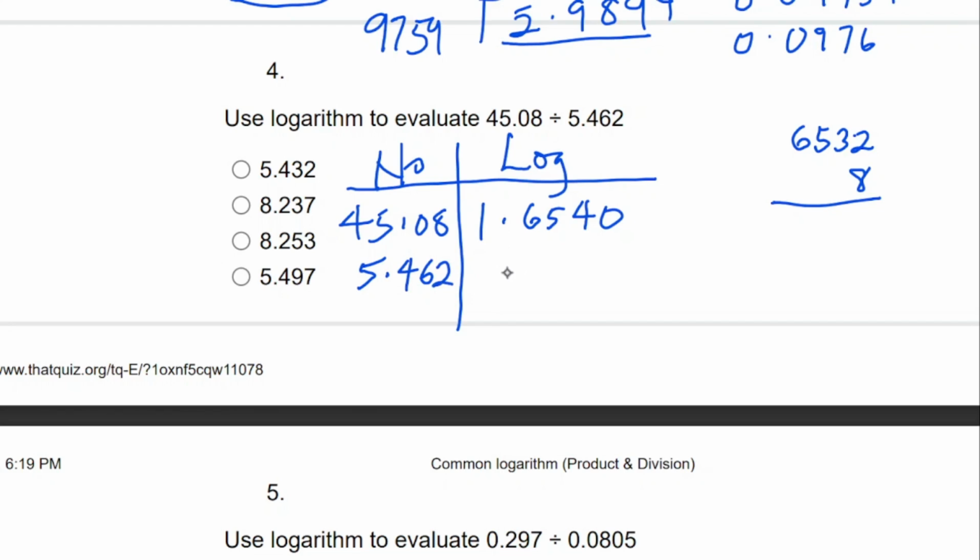Then the second number, 5.462. So 5 point will give us 0 point. We now check 54 under 6. 54 under 6 gives us 73, 72. Difference of 2 gives us 2. So that will be 73, 74. Here, don't forget, we're going to subtract.